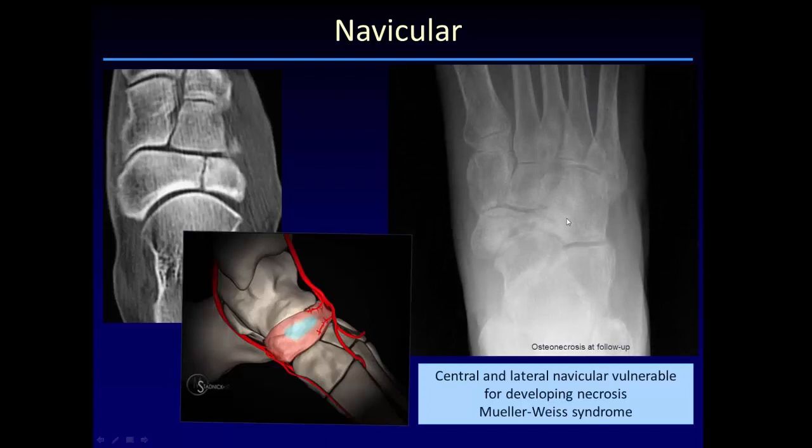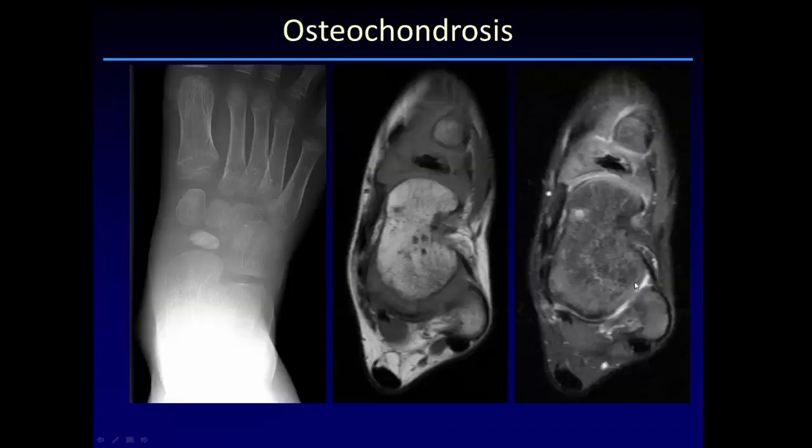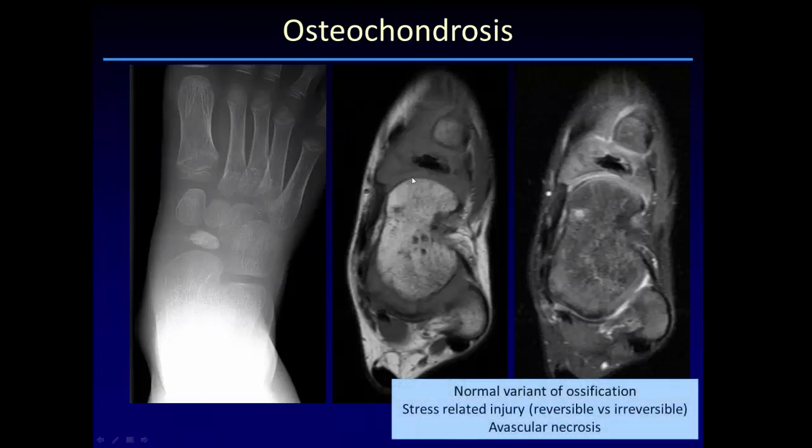And here at the follow-up, we can see that there's been more volume loss and fragmentation and development of a chronic non-union. In children, this area is vulnerable, and it leads to an osteochondrosis that we refer to as Kohler's disease. And the osteochondroses are a confusing group of conditions that include some normal variants of ossification, many stress-related injuries, whether they're reversible or irreversible, and then the advanced forms will have changes of avascular necrosis.